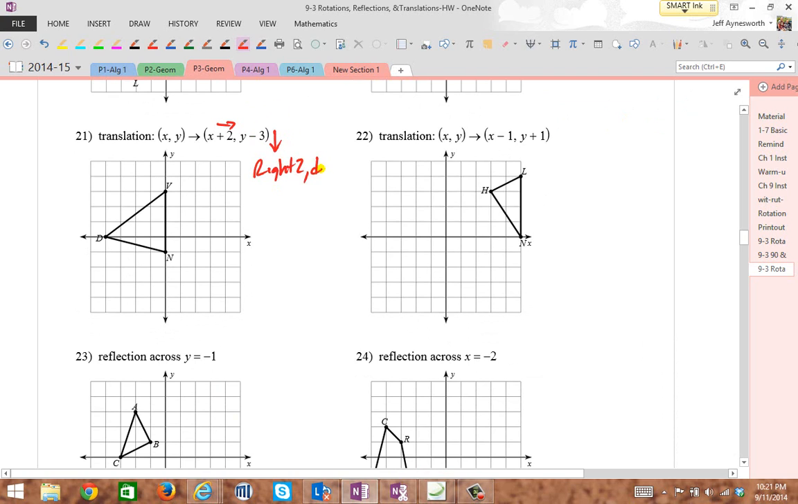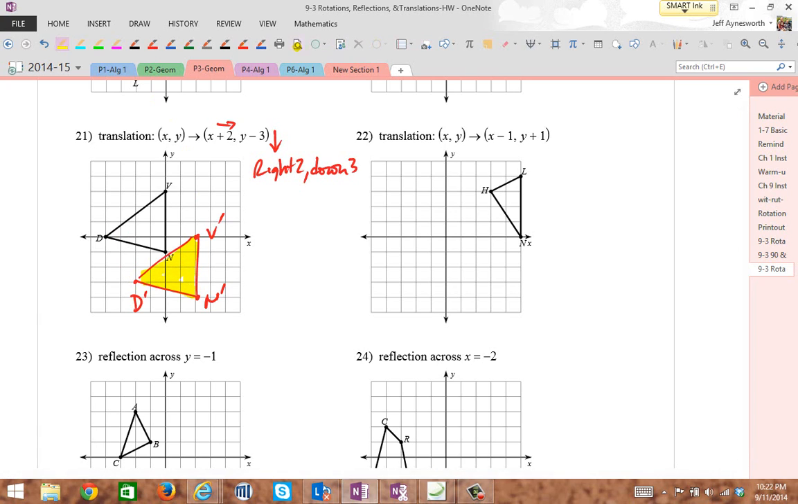Right 2, down 3. So right 2, down 3, V prime. Right 2, down 3, N prime. Right 2, down 3, D prime. Connect. It's an isometry. Same shape, same size.